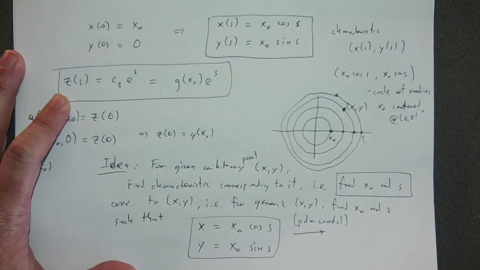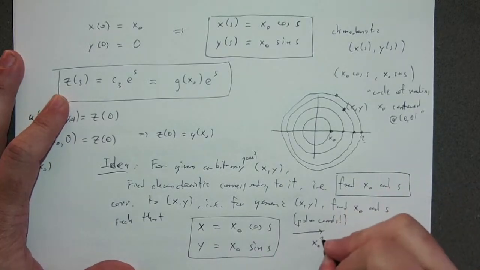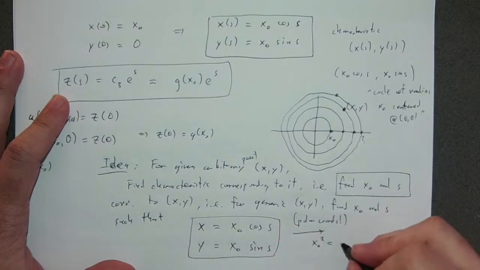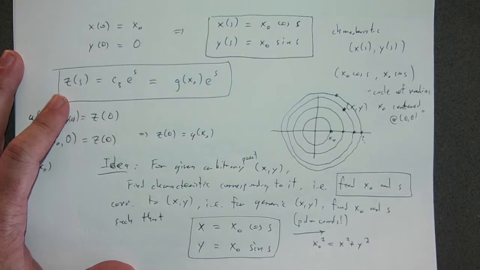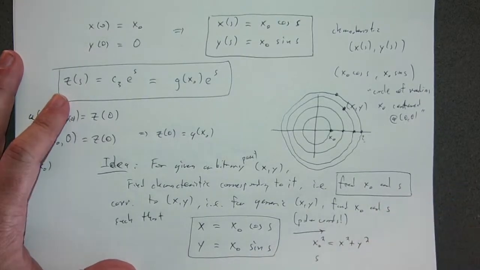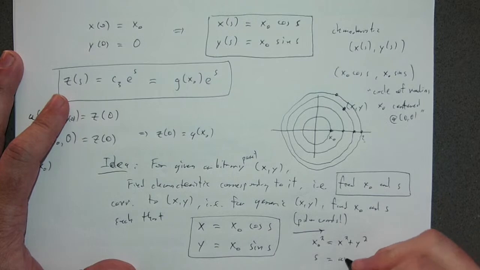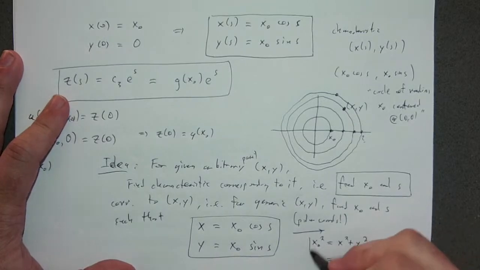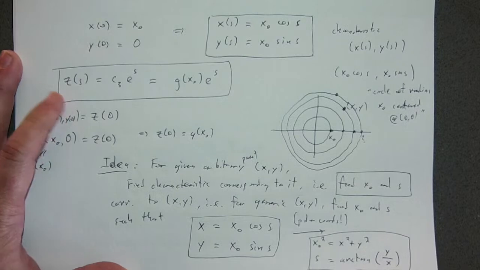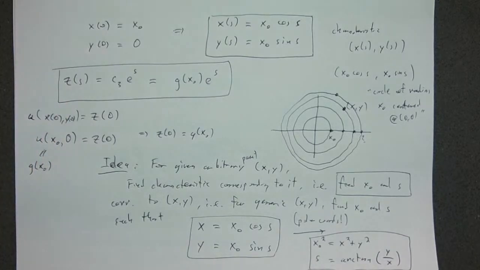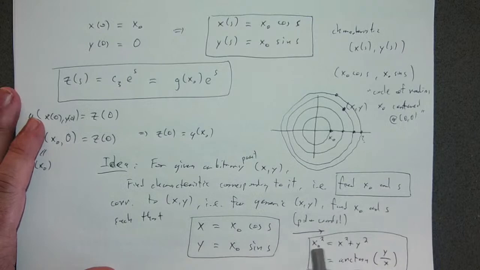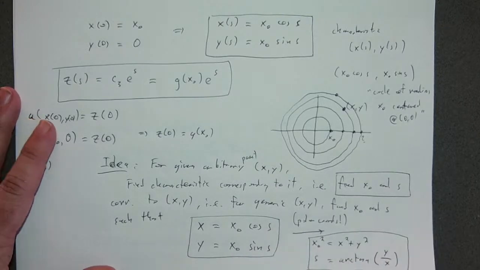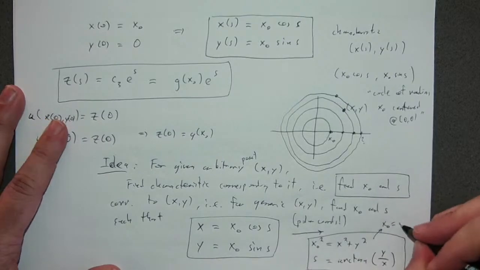We know by polar coordinates that x naught squared is x squared plus y squared, and s, our theta here, can be found by arctan of y over x, since sine over cosine is tan. So this is just going backwards from polar coordinates, or forwards, depending on what direction you're talking about. And so x naught squared is x squared plus y squared, so x naught is the square root of x squared plus y squared.